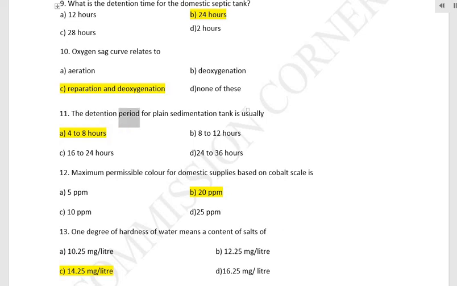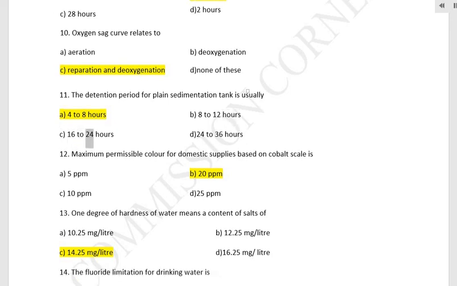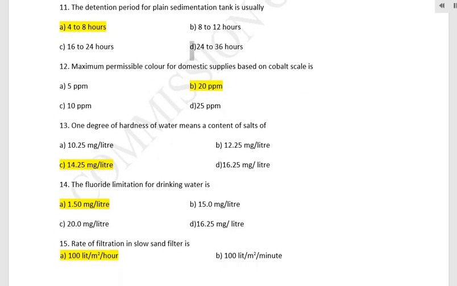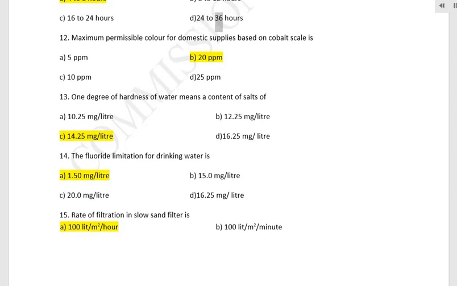11. The detention period for plain sedimentation tank is usually A. 4 to 8 hours. B. 8 to 12 hours. C. 16 to 24 hours. D. 24 to 36 hours.